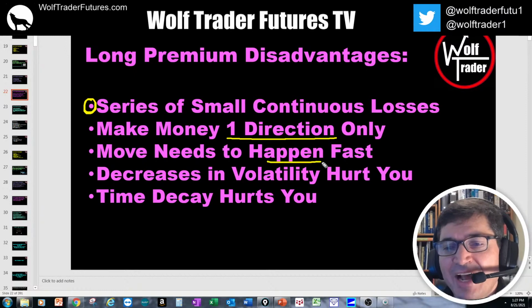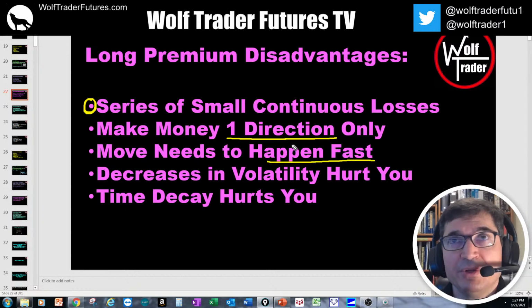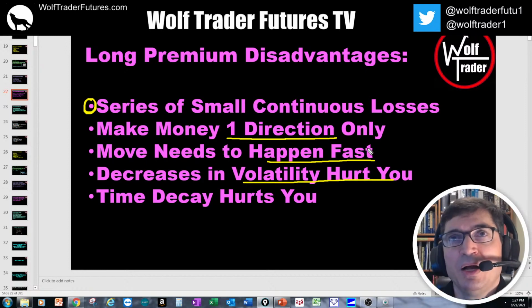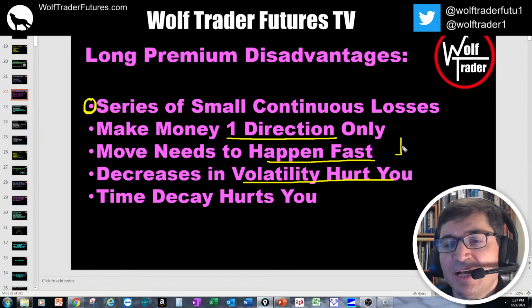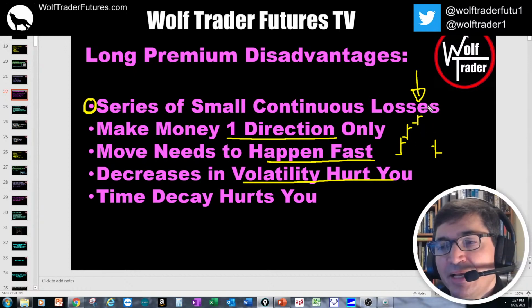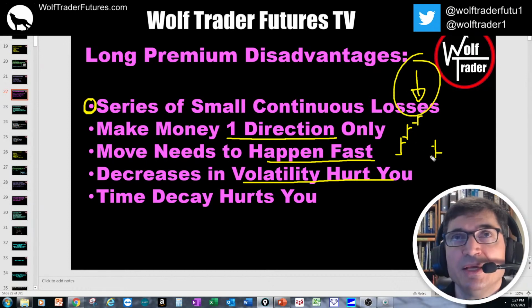And the move needs to happen fast. You buy the option and it needs to go. But that doesn't always help you. If you're long premium, it can go in your direction and you can still lose money, because decreases in volatility will hurt you. I've seen this many times across earnings. Let's say you have a stock that's going up, there's earnings, and you're betting that it's going to go down, but the implied volatility is really high. This thing can gap down the next day, and you bet that it was short and you can lose money, because the volatility can just suddenly collapse.